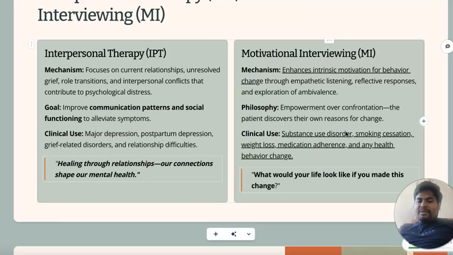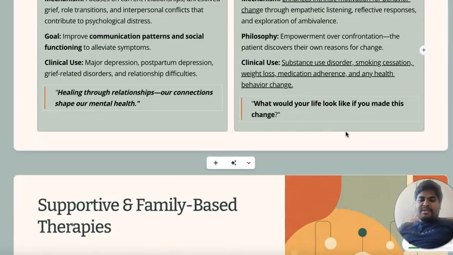You have to think of the positive side. So what your life will be if you made this change. So in this way, we try to bring more positive thoughts in his mind, so that he can cope up and bring the progressive behavioral change. Okay, so that's motivational interviewing.